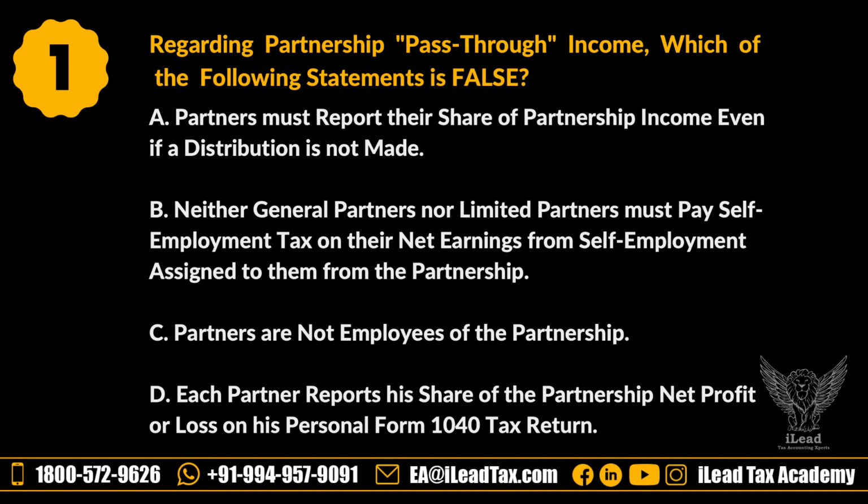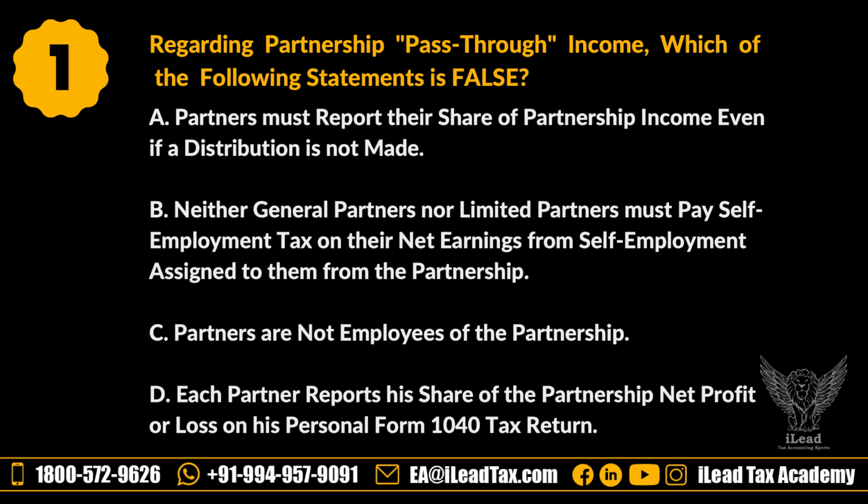Regarding partnership pass through income, which of the following statements is false? A. Partners must report their share of partnership income even if a distribution is not made. B. Neither general partner nor limited partner must pay self employment tax on their net earnings from self employment assigned to them from the partnership. C. Partners are not employees of the partnership. D. Each partner reports his share of the partnership net profit or loss on his personal Form 1040 tax return.